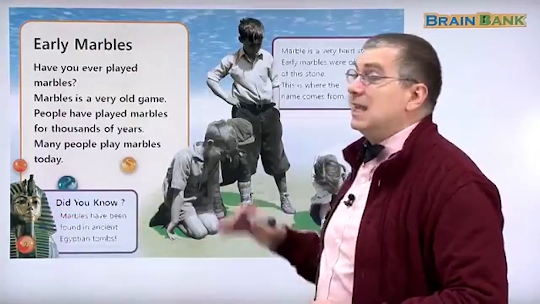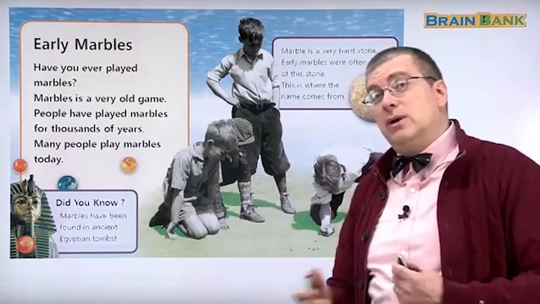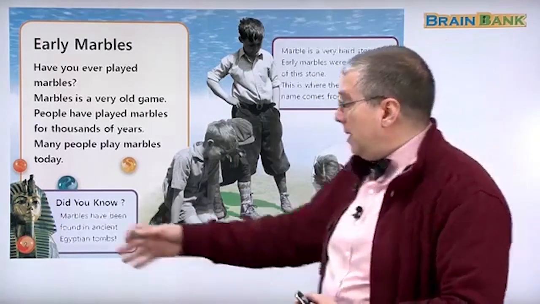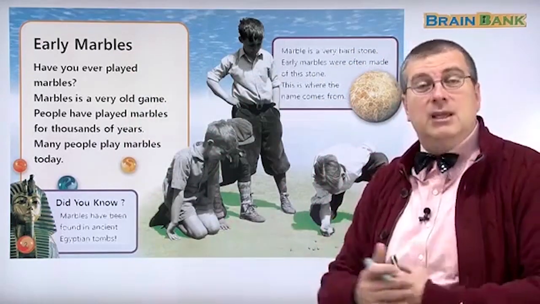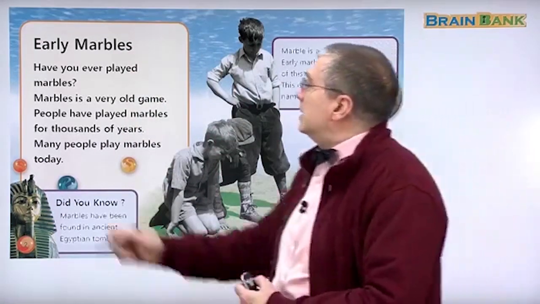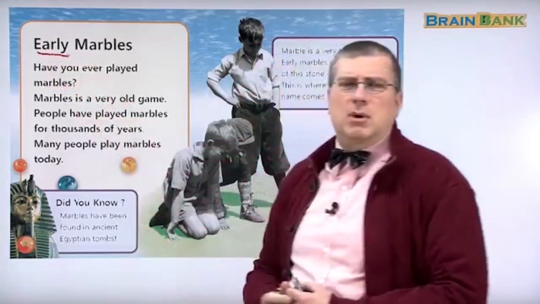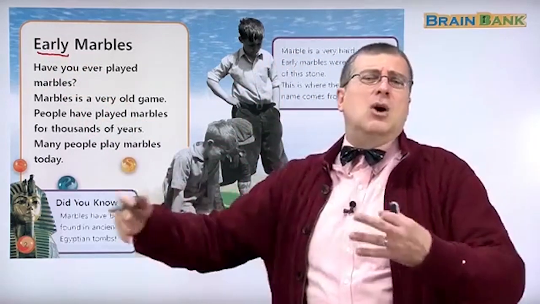Okay, let's begin with the book. Let's begin with our first subject. We're on page 2, and we're talking about early marbles. That's what we found in the table of contents. So early marbles, early marbles. Early means like a long time ago.